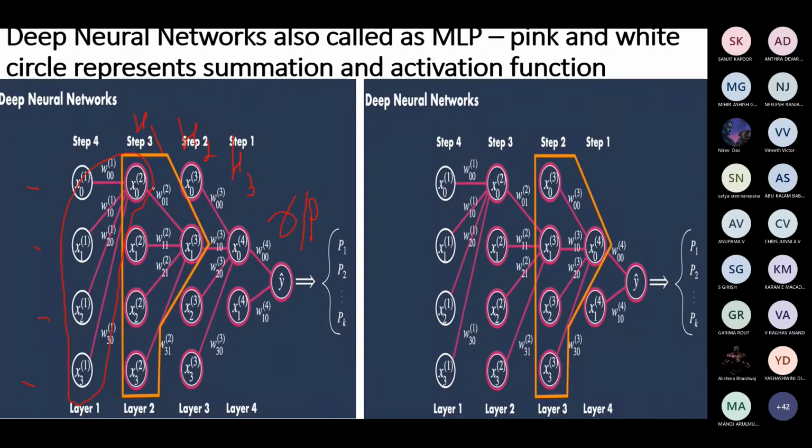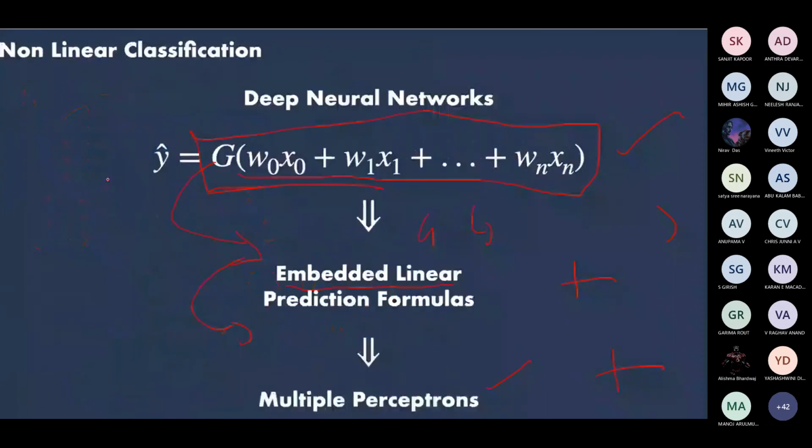Can we say this is a single neuron? The point I'm trying to say is that multiple single neurons work together to form the multi-layer perceptron. Can you see where these two functions are embedded in one, students? These two functions, this and this, are embedded into this one.